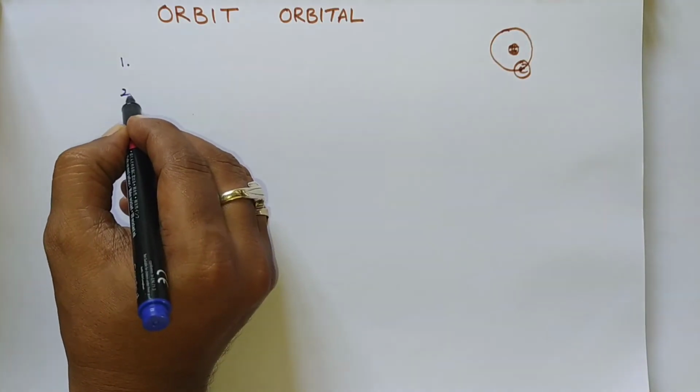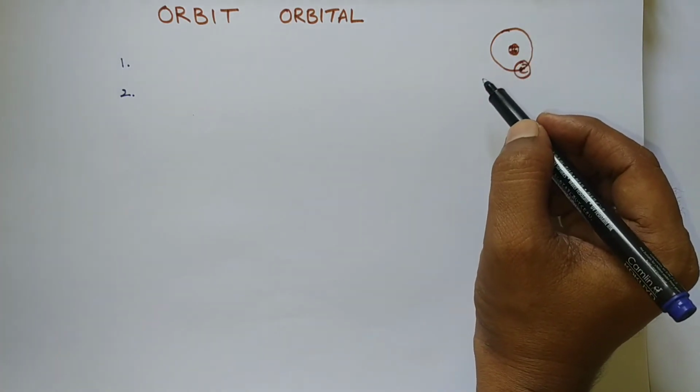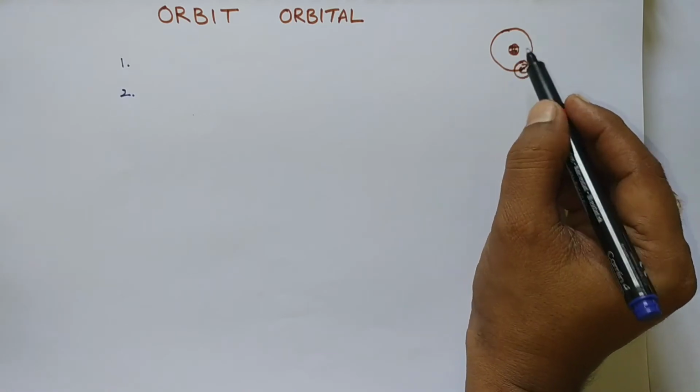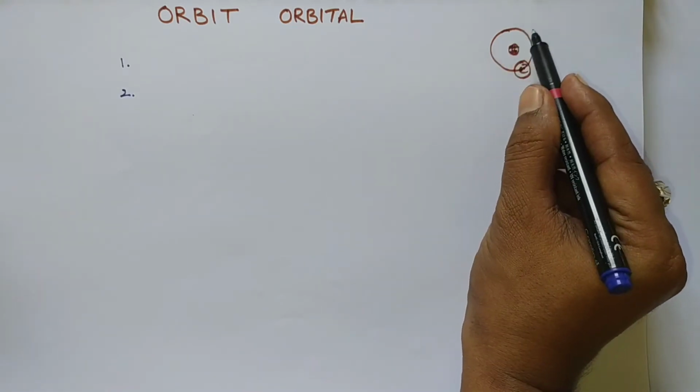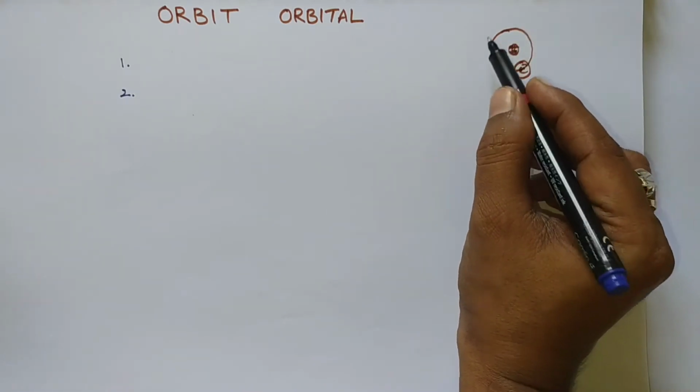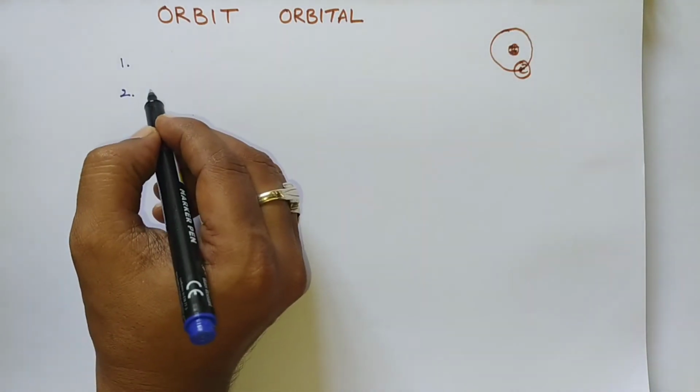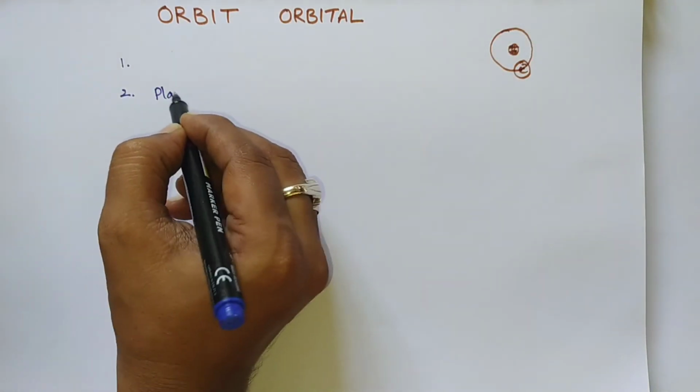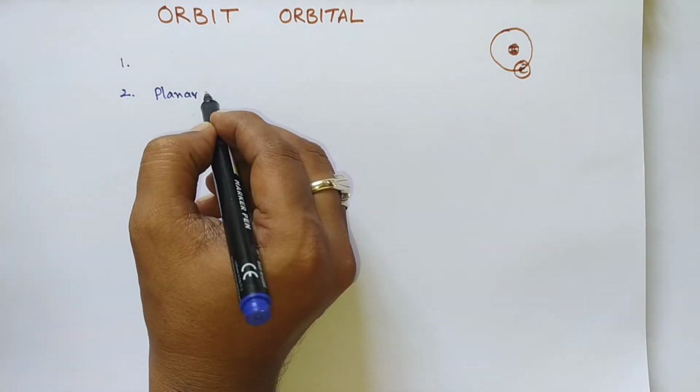And next one, this orbit is represented by planar motion of electrons. Here the electron is revolving around the nucleus in a circular path, this is planar motion. So, it represents the planar motion of electron.